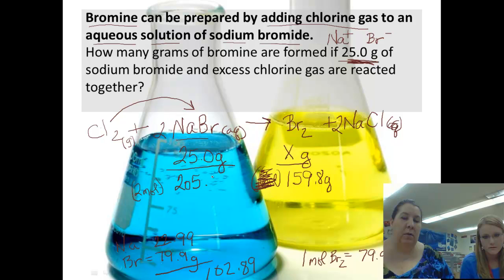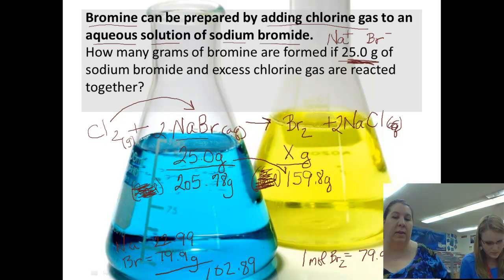Okay. I think our proportion is set up. We know that that's 2 moles, so I don't need that anymore. 25, we're going to multiply that by this 159.8 and then divide by 205.7. So X is going to equal 19.4. 19.4 grams of bromine should be produced.